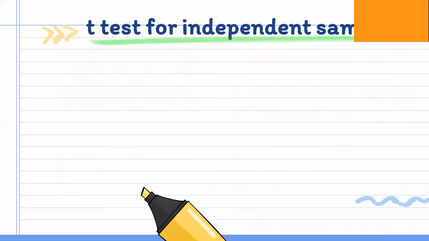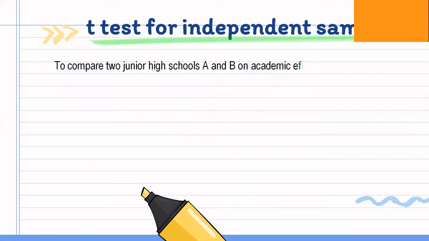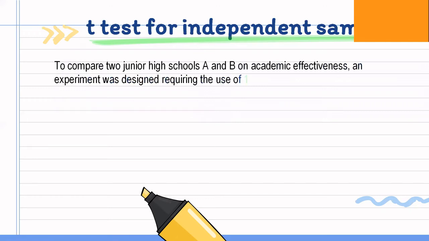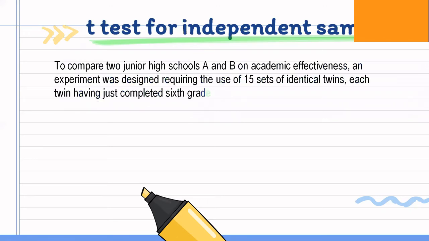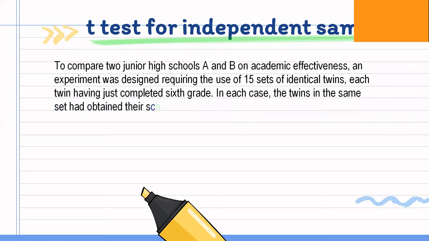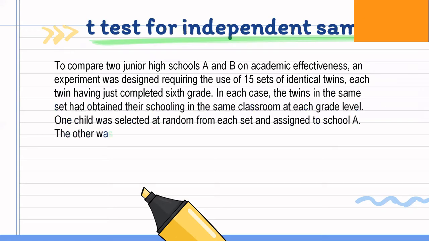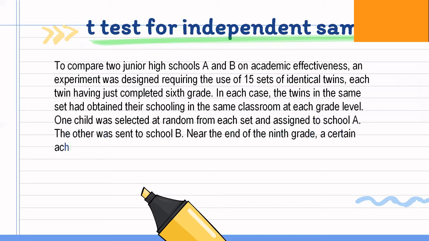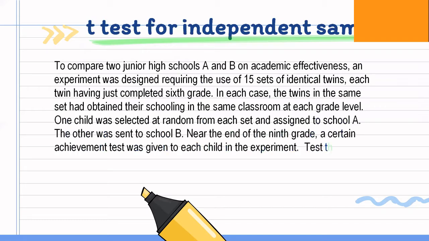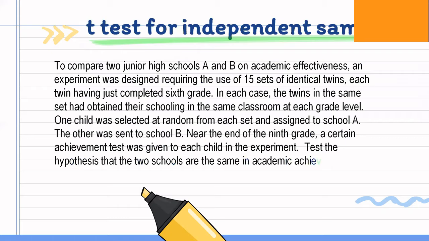Now for the t-test for independent samples. Here is another problem. To compare two junior high schools A and B on academic effectiveness, an experiment was designed requiring the use of 15 sets of identical twins, each twin having just completed 6th grade. In each case, the twins in the same set had obtained their schooling in the same classroom at each level. One child was selected at random from each set and assigned to school A. The other was sent to school B.